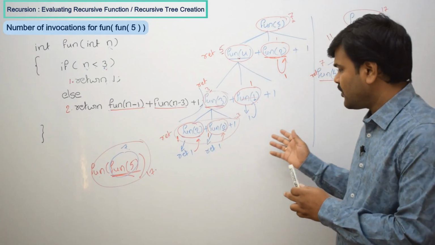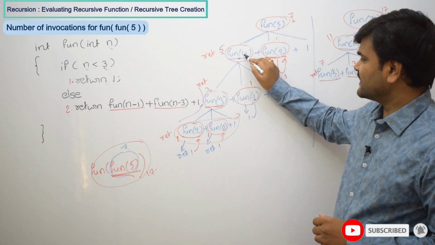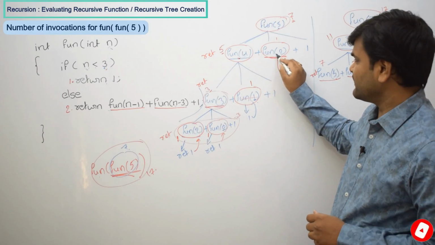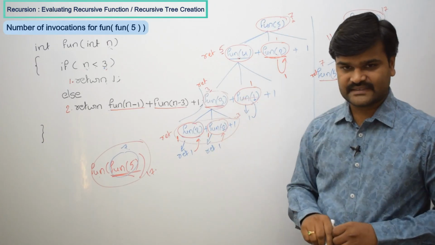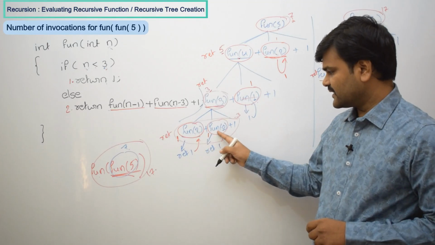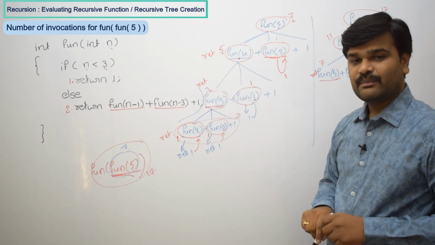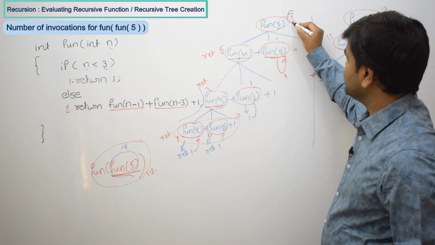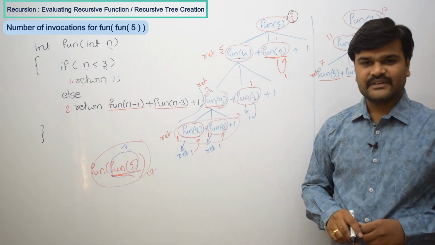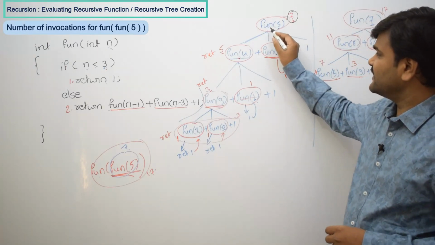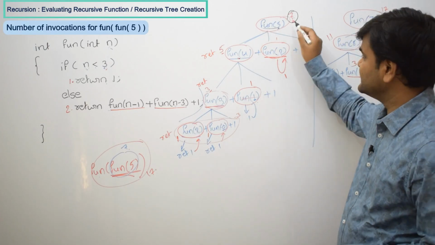So let us try to count it here. This is one function call, this is one function call, this is one function call. Like this, if you count, we are going to have the total function calls: 1 plus 1, 2, 3, 4, 5, 6, 7. Whatever is written, that is the number of function calls only, that means the number of invocations only. So whenever you have a function call fun of 5, the total function calls happened is 7 actually.